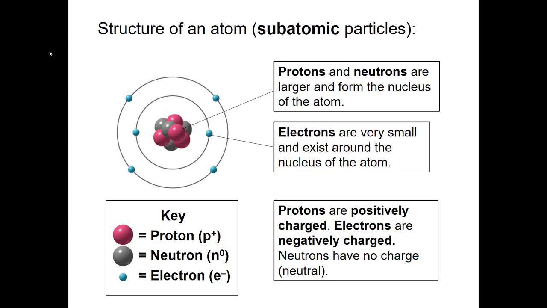And there are these electric charges associated with these things. So our protons in the center are always positively charged. The electrons are always negatively charged. And then our neutrons are always going to be neutral. They're not going to have an electric charge associated with them. So we call them neutral.